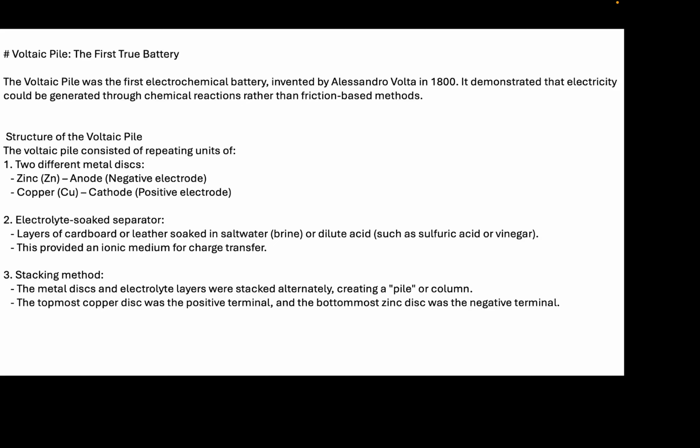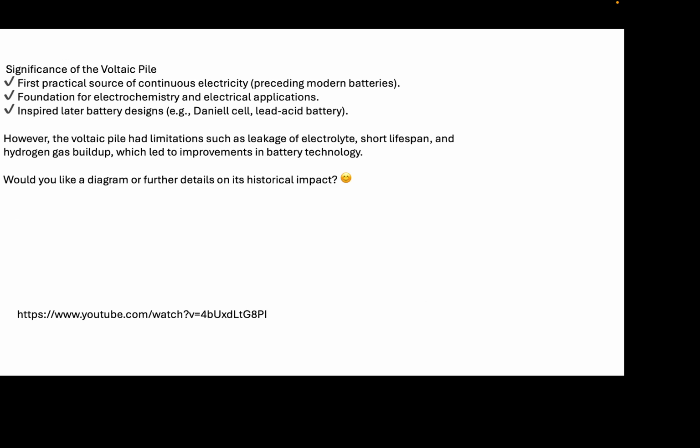The Voltaic pile was the first electrochemical battery invented by Volta in the 1800s. It demonstrated that electricity could be generated through chemical reactions rather than friction-based methods. The Voltaic pile consisted of repeating units of two different metal discs, electrolyte-soaked separator, and stacking methods. That is, the metal discs and the electrolyte layers were stacked alternately, creating a pile or column. The topmost copper disc was the positive terminal and the bottommost zinc disc was the negative terminal.